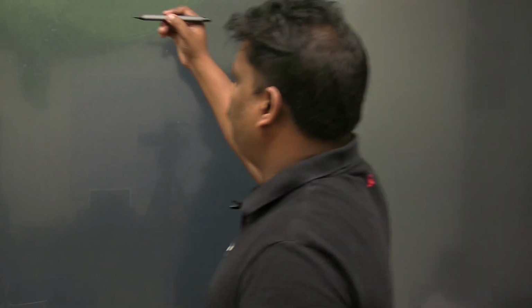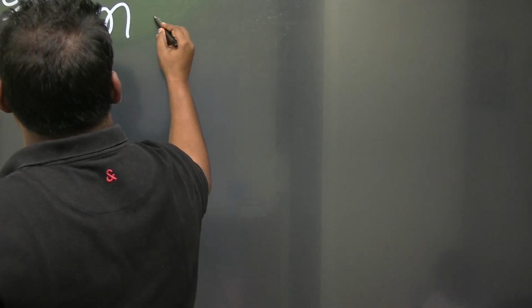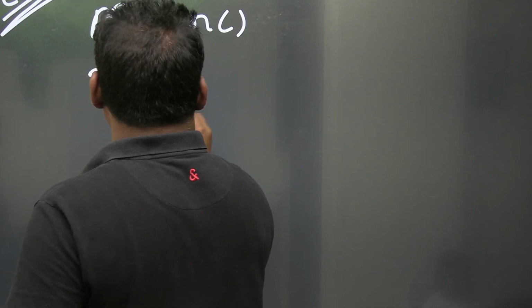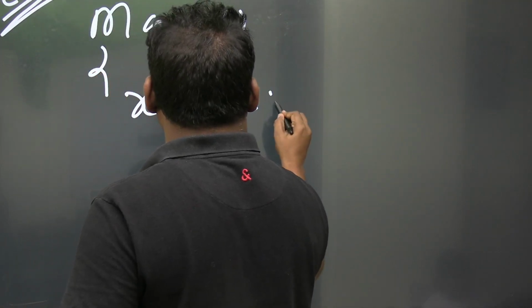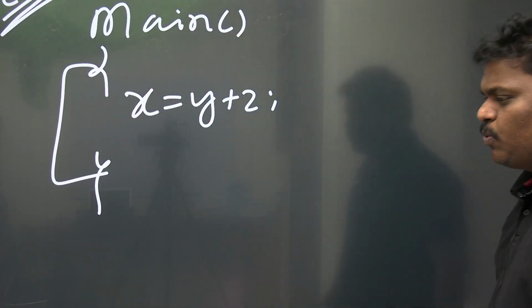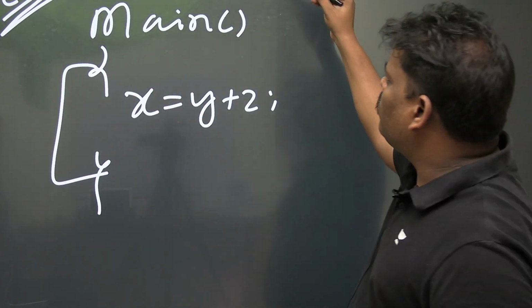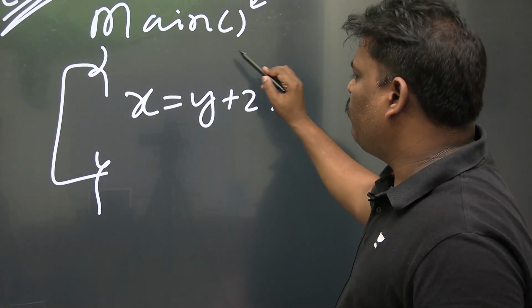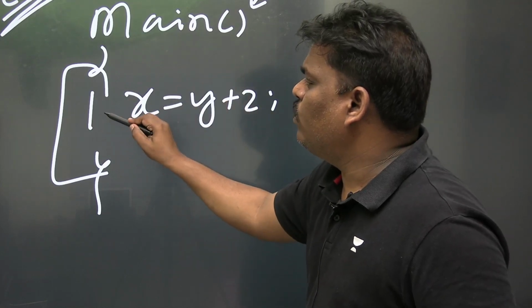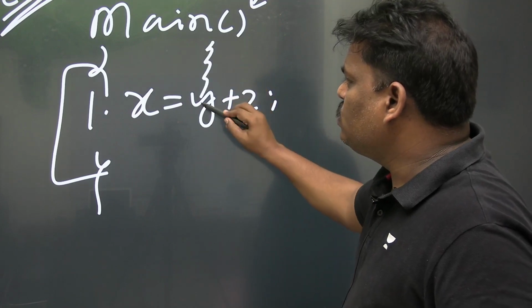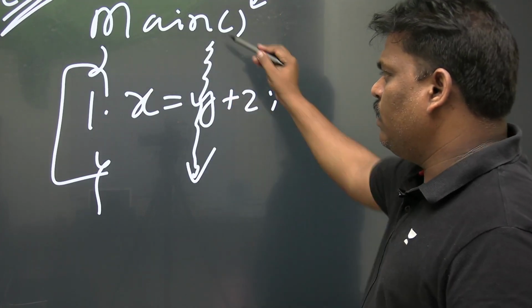See the first example. Main, x is equal to y plus z. Right? This program will take how much time? When this program is running, if you observe clearly, this program contains only one statement. CPU will come here and execute it like this. It's not a loop. It will execute one time.